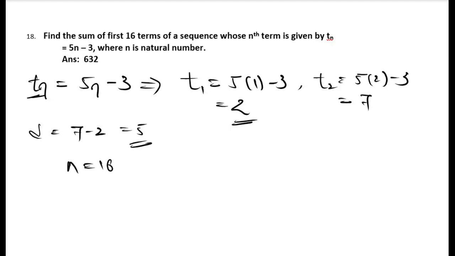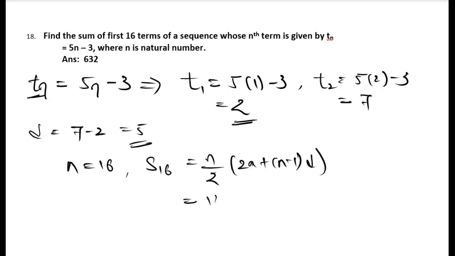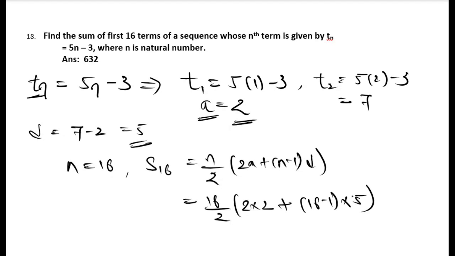So n is 16. We have to find s of 16, that is n by 2 bracket 2a plus n minus 1 into d. So 16 by 2 bracket 2a. What is the first term? First term is 2. So 2 into 2. This is a, okay? First term is 2. Plus n. N is 16 minus 1 into what is d? 5. So 16 by 2 is 8. 2 2s are 4. Plus 16 minus 1 is 17 into 5. 16 minus 1 is 15.